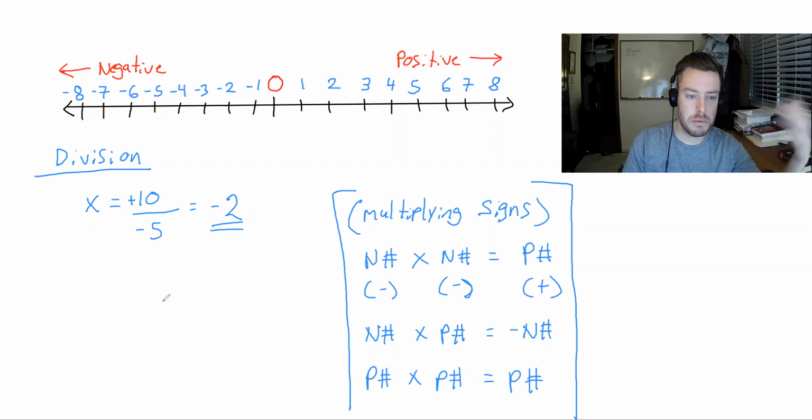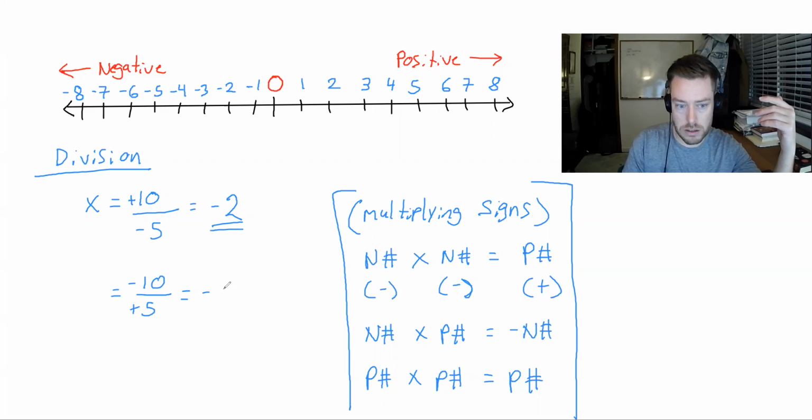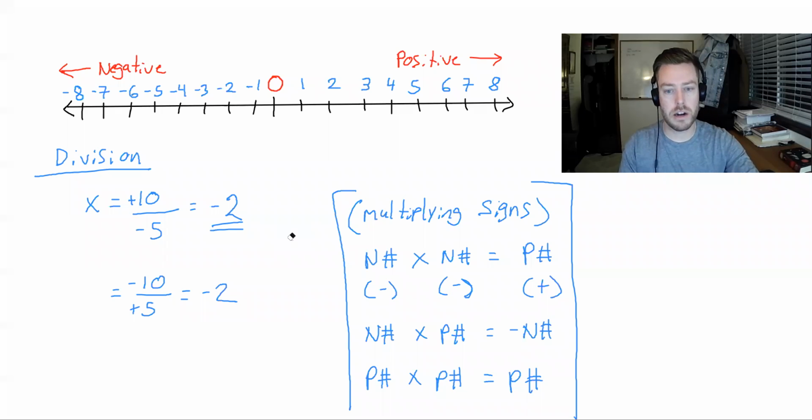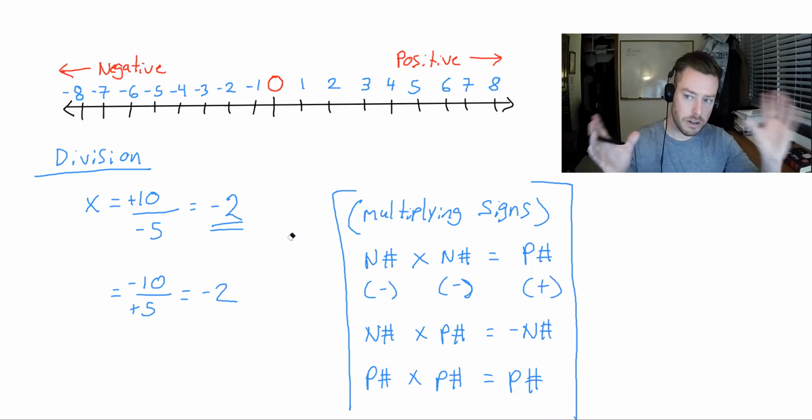And similarly, let's just say we had an equation where we had 10 over 5, and the negative was in the top portion over a positive number. The negative still wins. It's the same thing. Okay, so that is kind of the rules when it comes to division.